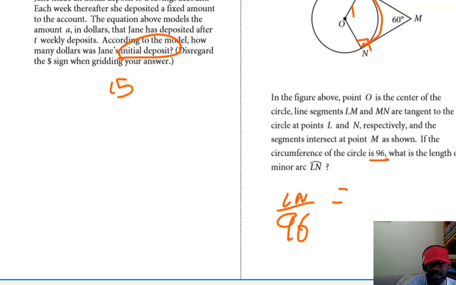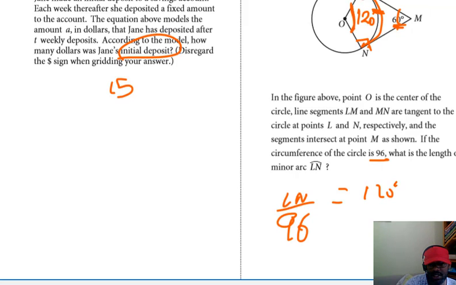And then let's take this angle. If this is 60 and this is 90, you have a quadrilateral for the four sides. 90 plus 90 is 180, subtract from 360, that's 180. Again, subtract 60, you have 120. So this is a 120 central angle, which is the same as LN.